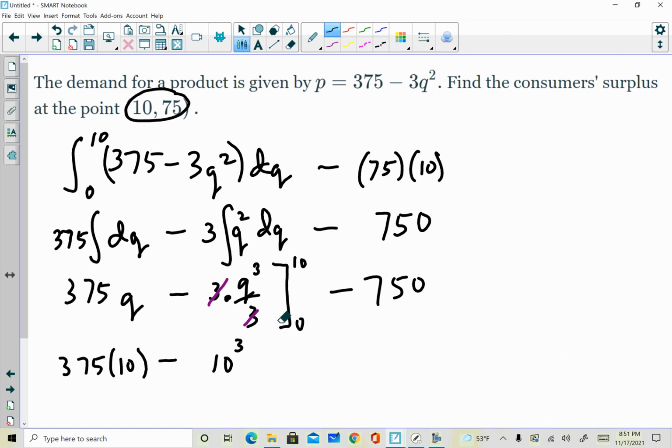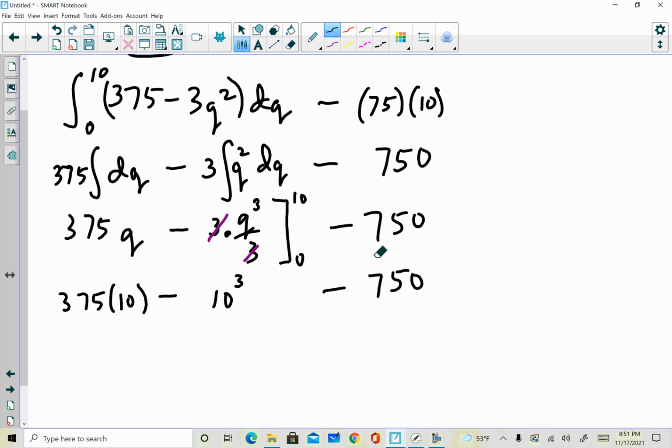The other number is a 0, and both terms will be 0 when q is replaced with 0. So I don't have to write that down because they're 0. 375 times 10 is 3750. Then we have minus 10 to the third, that's 1000. And we still have that minus 750 from the formula.